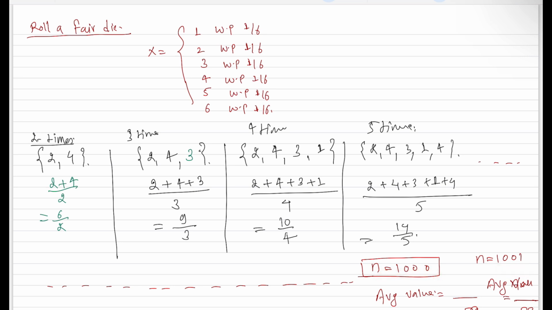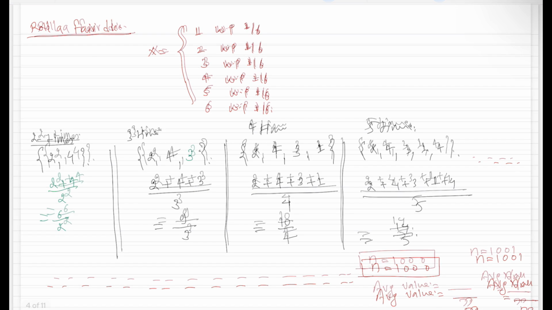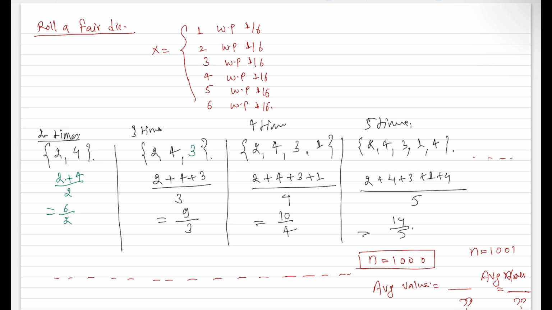So if you plot, you will see that these average values will get saturated to some value. And where these average values are getting saturated is nothing but the expected value. So you can see that this average value is getting saturated to the expected value, or in other words, the expected value of a random variable is nothing but the average in a large number of independent repetitions of the experiment.